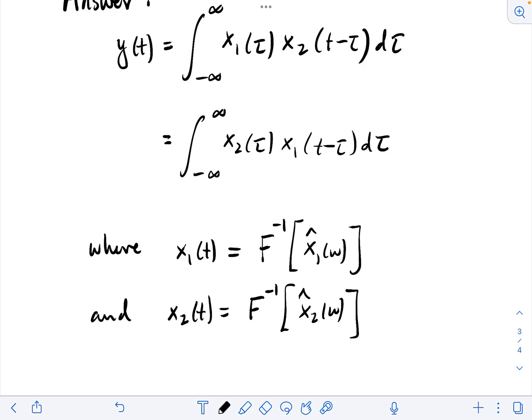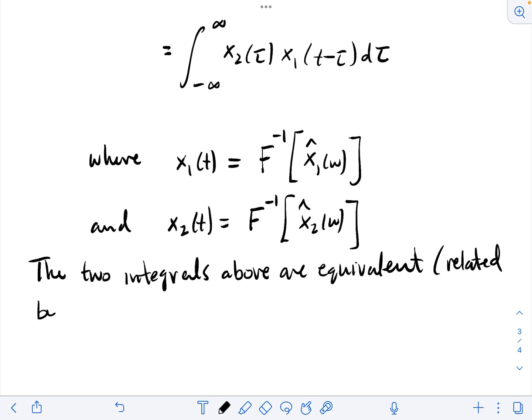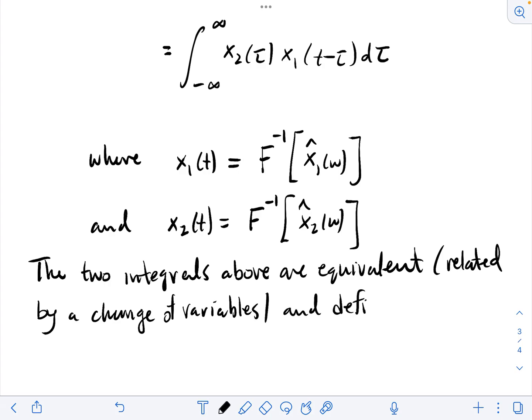So the two integrals above are equivalent. And I think you could show pretty easily that they're just related by a change of variables. And they define what's called the convolution of x1 of t and x2 of t.